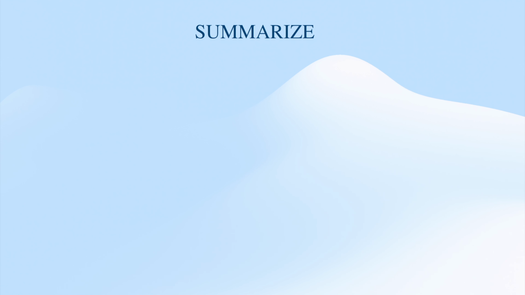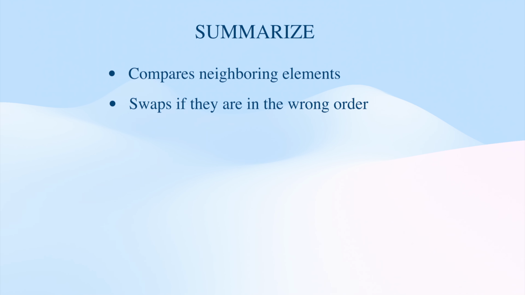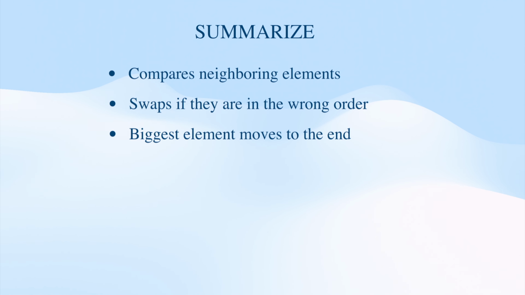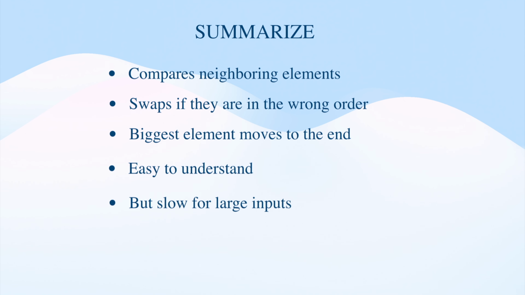So let's quickly summarize what we have learned in this video. Bubble sort is all about comparing neighboring elements and swapping if they are in the wrong order, so the biggest element moves to the end. It's one of the sorting techniques which is very easy to understand, but sadly it is slow for large inputs. So in the next video, we will look at selection sort. It's also very simple, but it thinks differently from bubble sort. I hope this video really helped you in getting a clear understanding of bubble sort. Remember, learning algorithms is not about memorizing the code. It's more about understanding why they work.